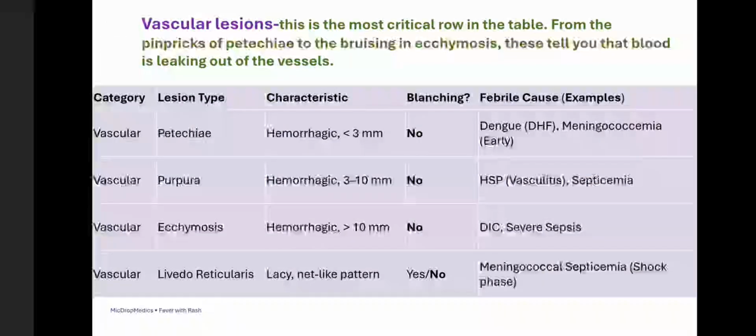Now moving on to the vascular lesions. This is the most critical row in the table. From the pinpricks of petechiae to the bruising in ecchymosis, this tells you that blood is leaking out of the vessels.